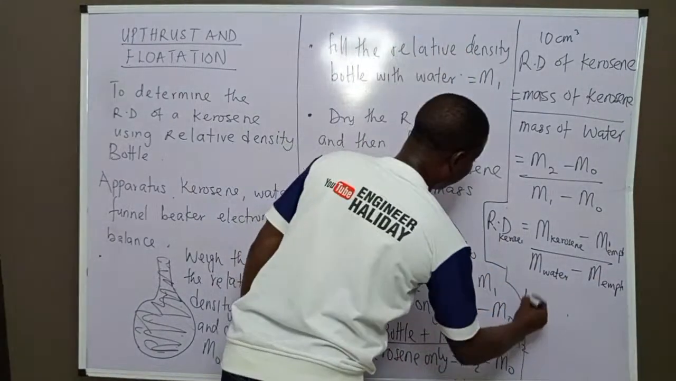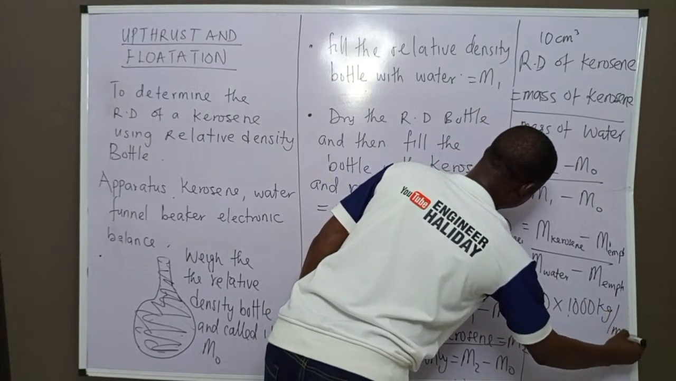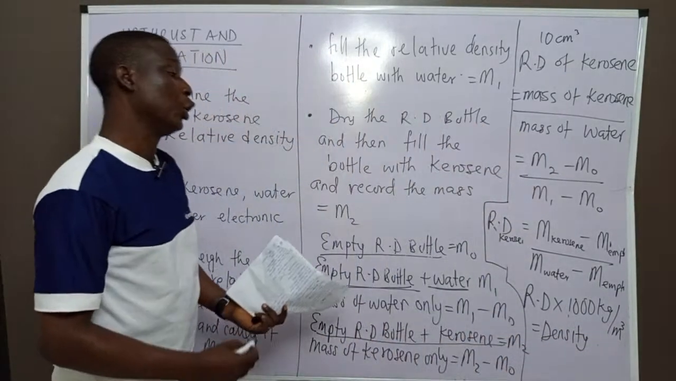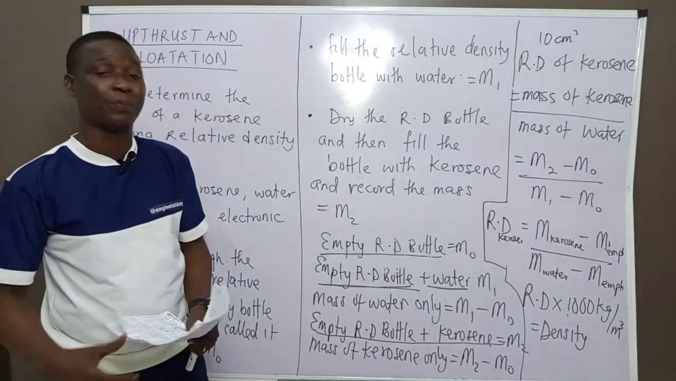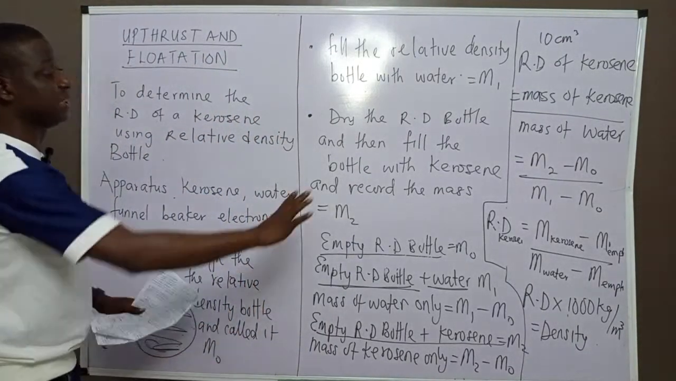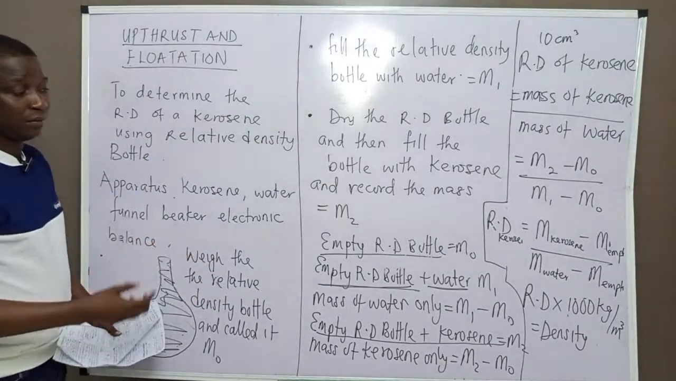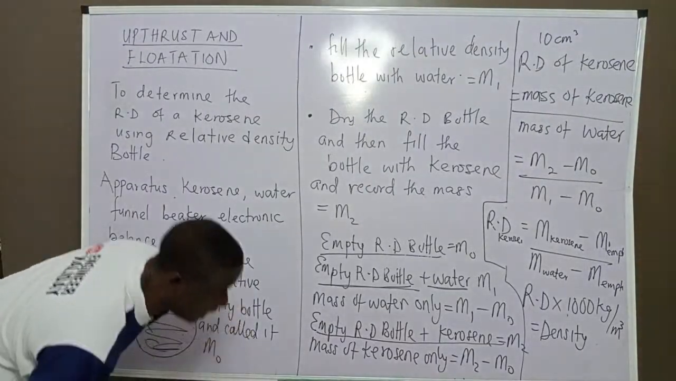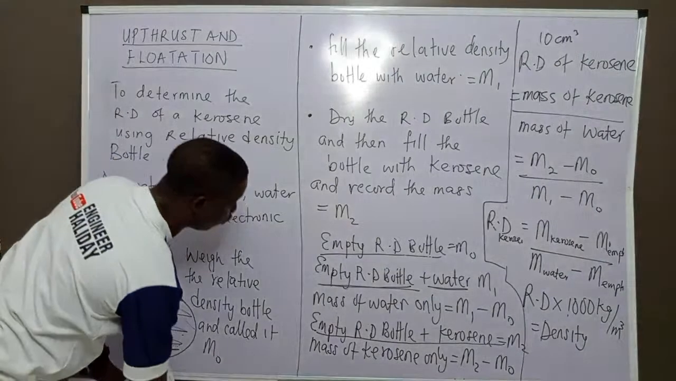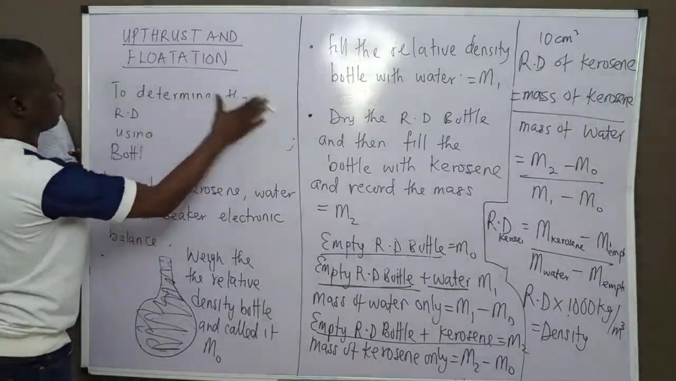Don't forget, once you get your relative density, multiply by 1000 kilogram per meter cube, you get density. So to convert relative density to density in kilogram per meter cube, multiply the relative density by 1000. I think that one is clear. So that is the formula we will be able to derive from this experiment, and ensure that the bottle is dry before filling it with kerosene. Ensure that you empty the bottle before filling it with kerosene, and ensure that the surface of the relative density bottle is dried.